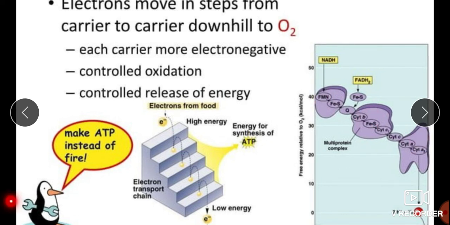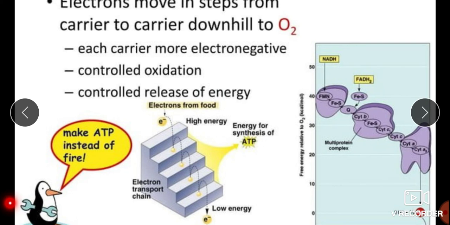Complex 1 is made up of NAD and FMN and FeS. Complex 2 is made up of cytochrome b and cytochrome c1. Complex 3 is made up of cytochrome a and cytochrome a3.